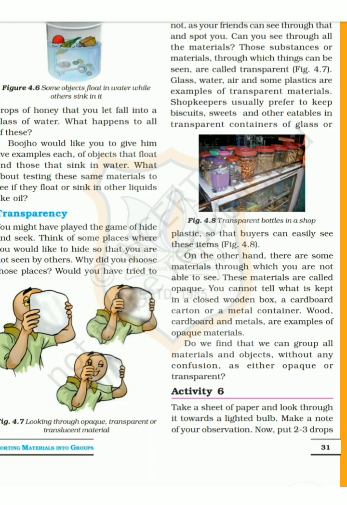Then the second one is insoluble. In that, whatever substance you mix does not disappear even after you mix it well. That type of substance is known as insoluble in water.